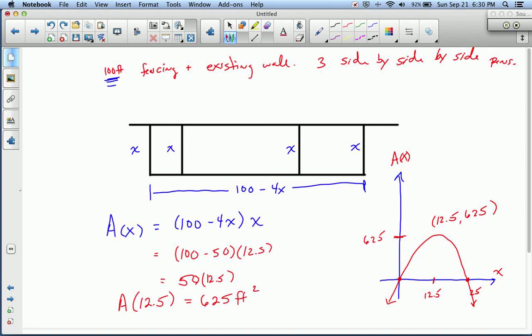Stay tuned. Shortly we'll be working on three-dimensional objects and finding the maximum volume.